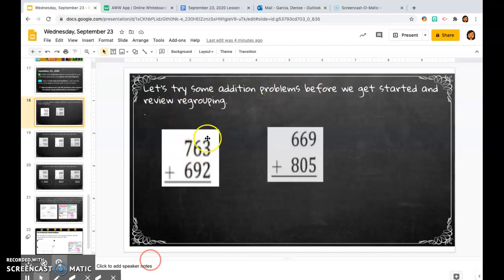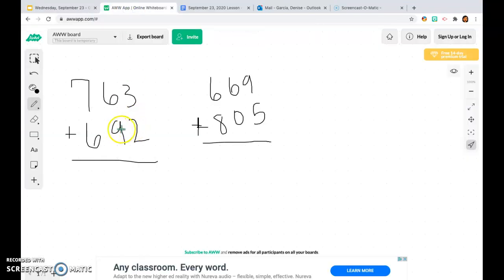So here we have a 3-digit number. We have 763 plus 692. We have 669 plus 805. Notice how they are all aligned based on place value. We have the ones with the ones, the tens with the tens, and the hundreds with the hundreds. Same over here, ones with the ones, tens with the tens, hundreds with the hundreds. If we do not have them lined up, then it changes the value of the number and our answer is completely wrong. Okay, so I went ahead and rewrote this here.